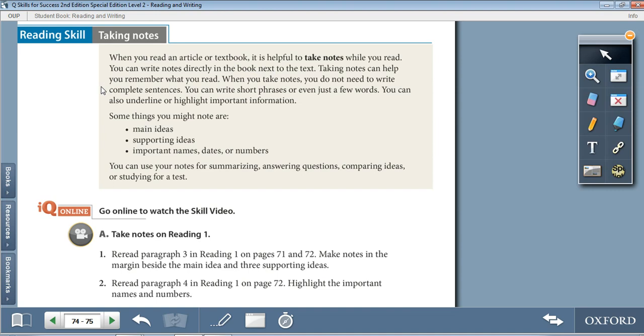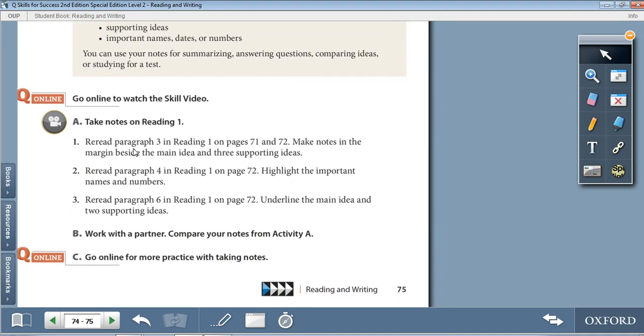When you take notes, you do not need to write complete sentences. You can write short phrases or even just a few words. You can also underline or highlight important information. Some things you might note are main ideas, supporting ideas, important names, dates, or numbers. You can use your notes for summarizing, answering questions, comparing ideas, or studying for a test.